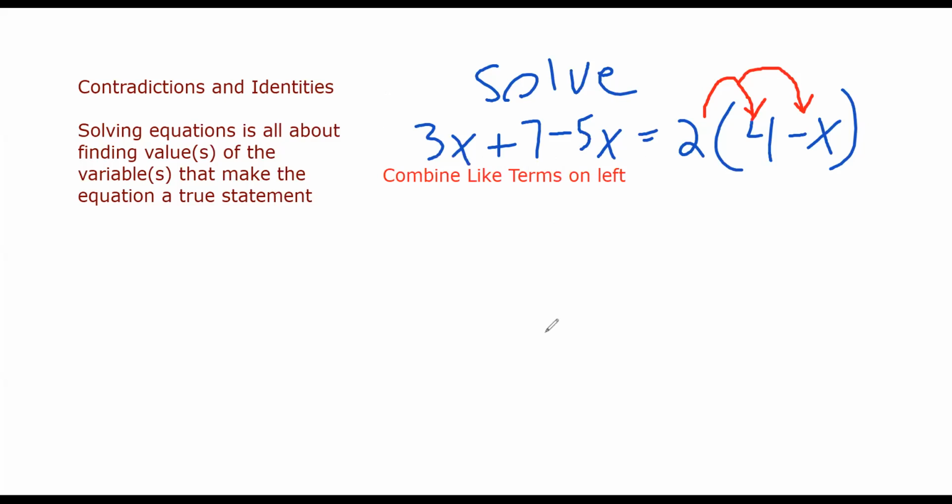So let's see what kind of wonders that yields us. What will the left-hand side of the equation become as a result? Very good. Negative 2x plus 7. What will the right-hand side become after we distribute? Very good. Perfect. 2 times 4 is 8. There was subtraction there. 2 times x is 2x, so it's 8 minus 2x. All right, what should we do next?